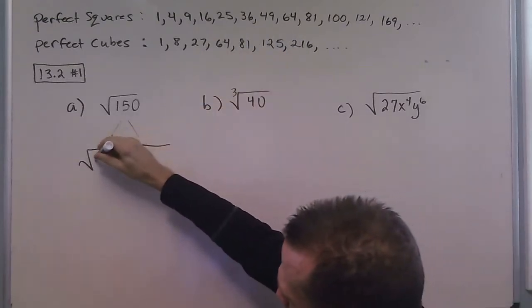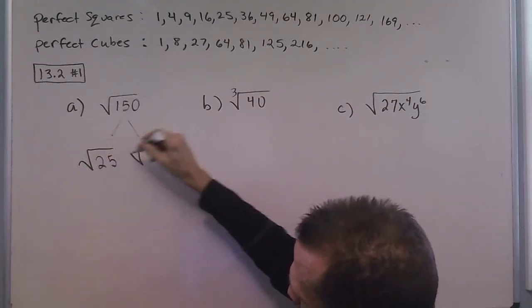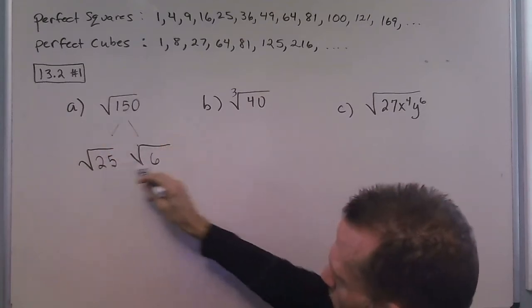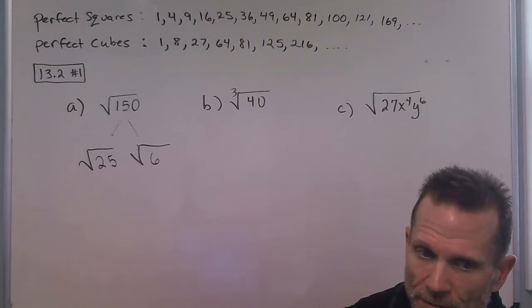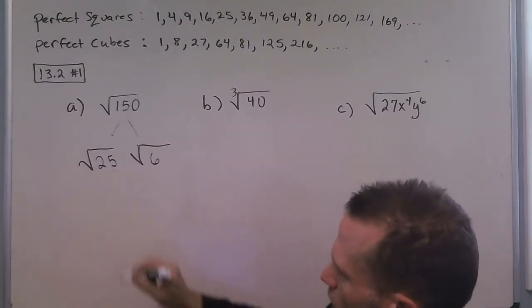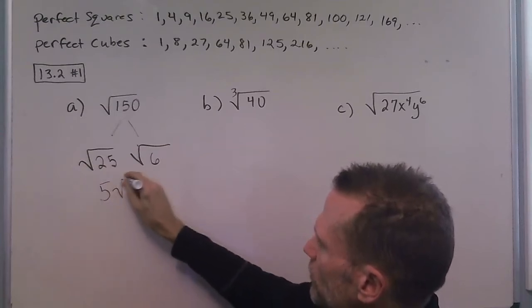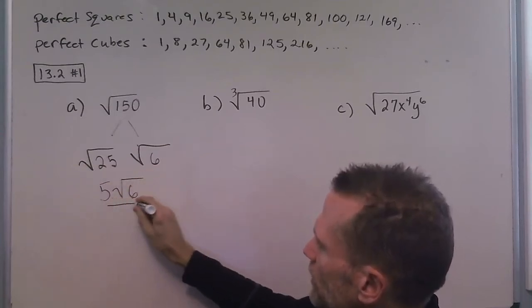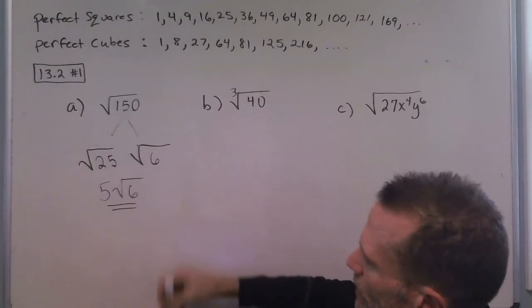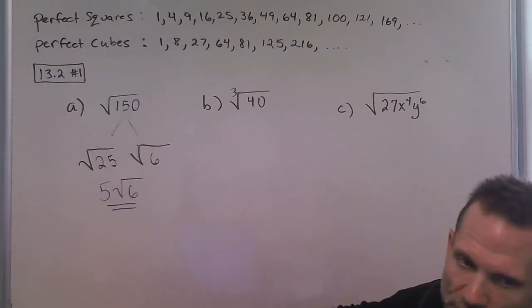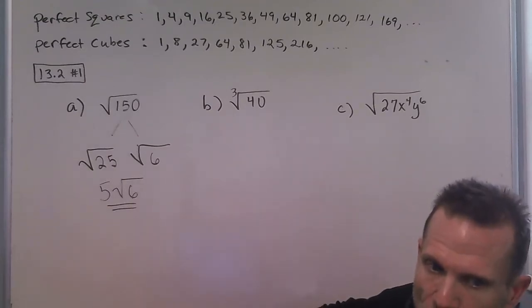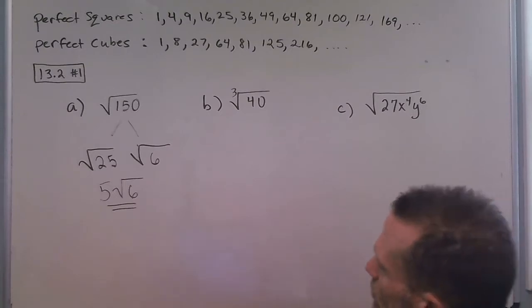So I'm going to put 25 and 6 here. Now notice 25 times 6 is 150. Okay? And then we know the square root of 25 is 5, so this simplifies to 5 square root of 6. Now if you punch this into your calculator and then punch this into your calculator, you'll see that they're equal to each other. And this is the simplified version.